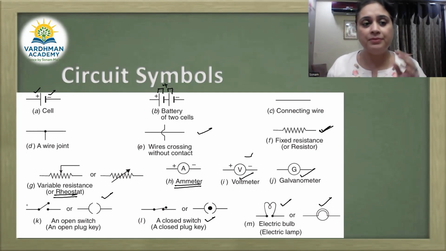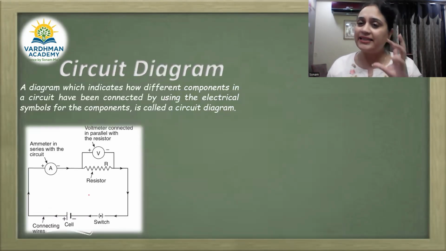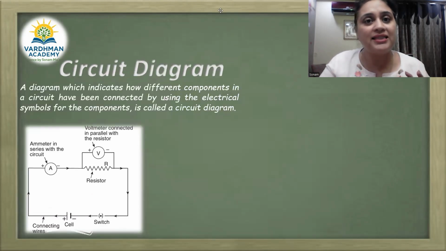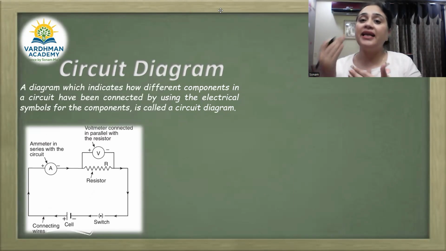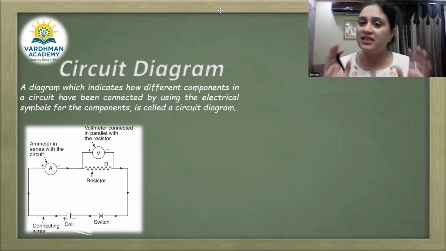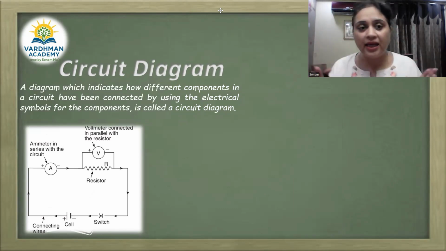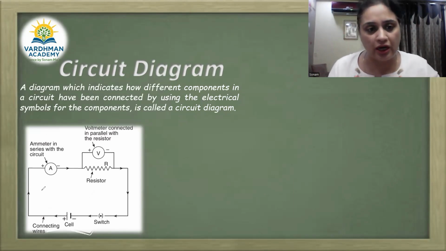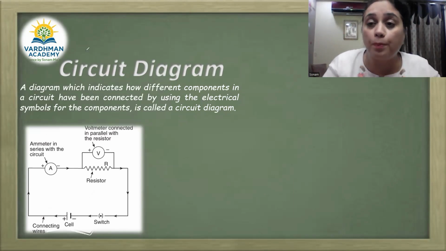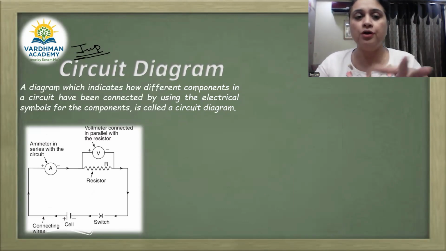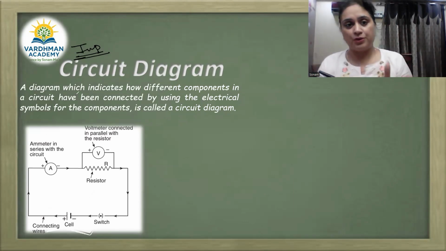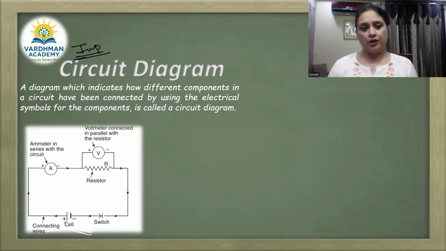Now moving ahead, using these symbols we will learn a circuit diagram. A circuit diagram is a diagram which indicates how different components in an electric circuit have been connected together by electrical symbols. So you will not do any drawing in this, you will use symbols. This diagram is super important. All children should know the circuit diagram because when you move ahead in the chapter, you will make many circuit diagrams, so you should also know the connections, children.